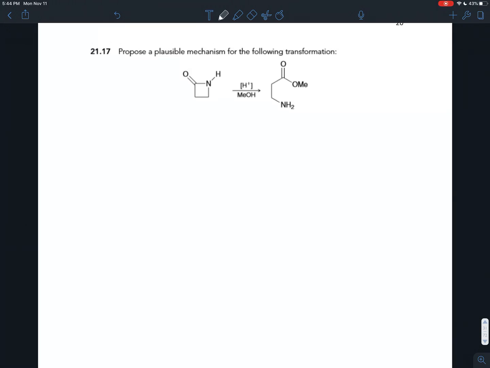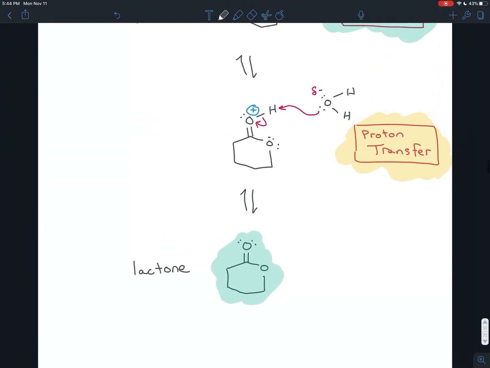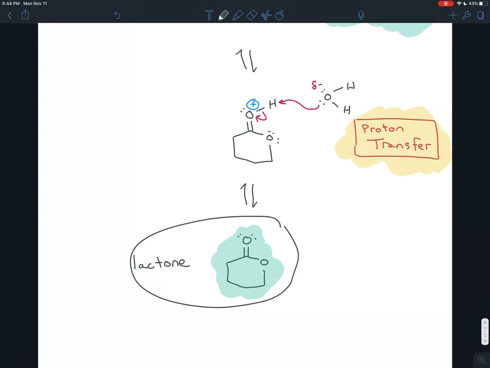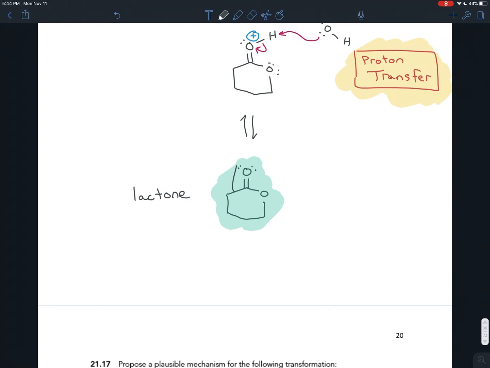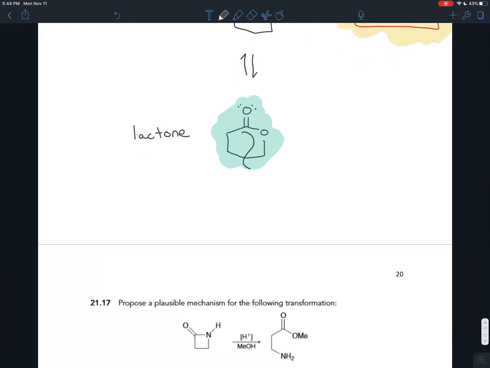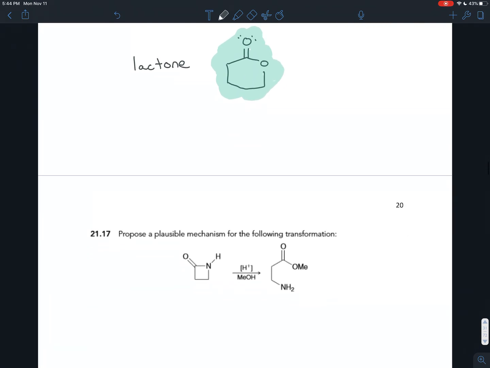In exercise 2116, we saw how you could form a lactone. That was a molecule that had an ester that was in a ring. So a carbon double bonded to an oxygen, single bonded to an ether, but in a ring. So an ester in a ring is a lactone.